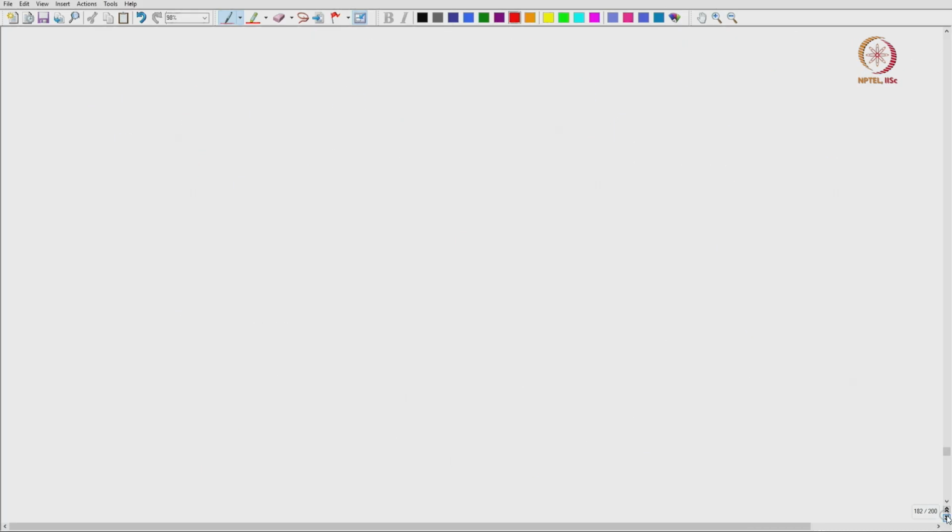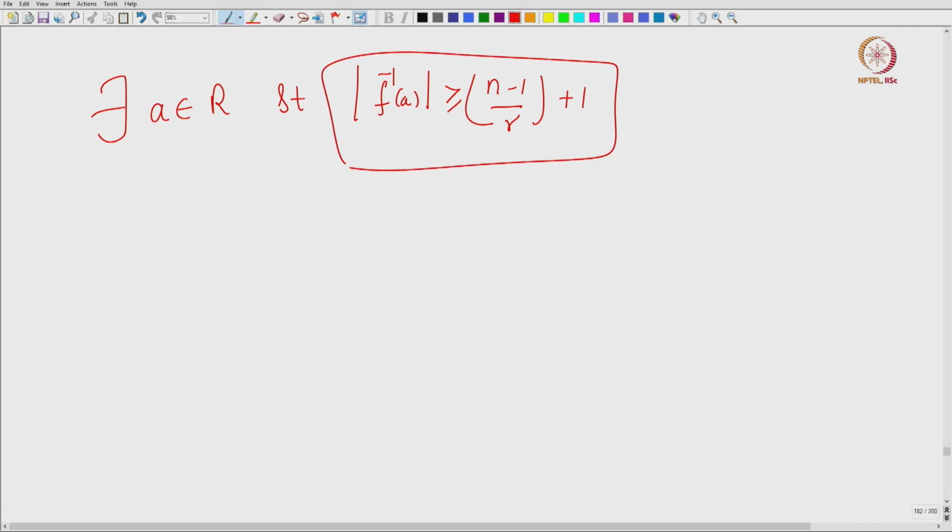So, that means there exists A in R such that the cardinality of f inverse of A is, sorry, at least the ceiling of n minus 1 divided by R, plus 1. Okay. So, this is always true, and this is a very important observation, and it can be used in proving many existence results. So, let us look at such examples.